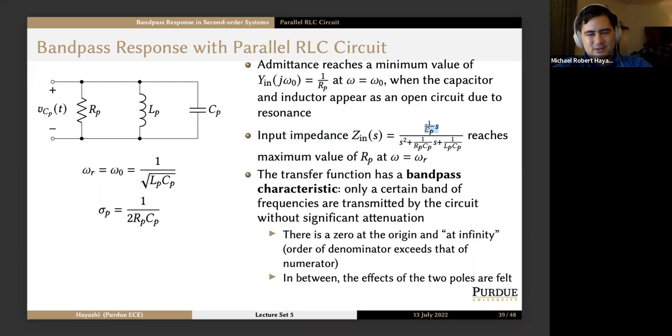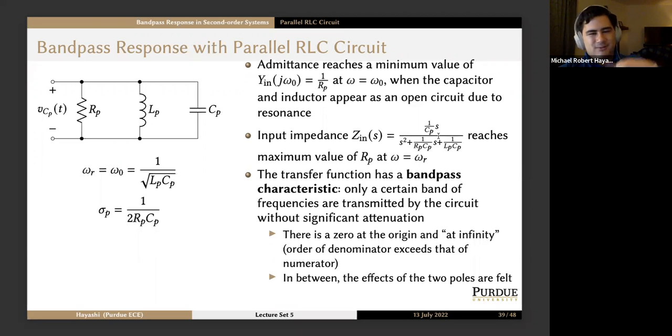The fact that we have this numerator might be the only thing that's a little bit surprising, but if you work it out, the numerator should be this. And again, it's going to reach a maximum value of R_P at omega equal to omega_R, the resonant frequency, the impedance this time.